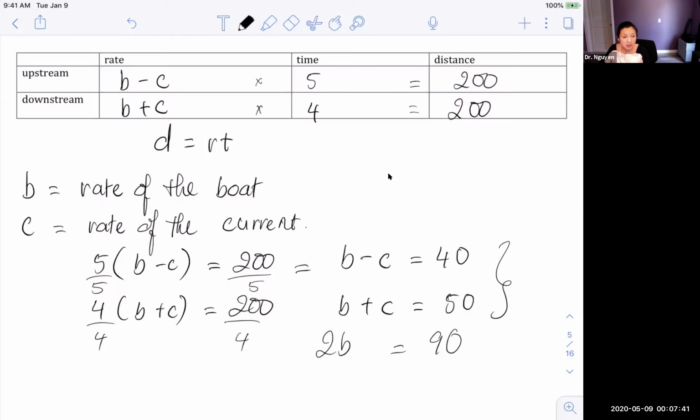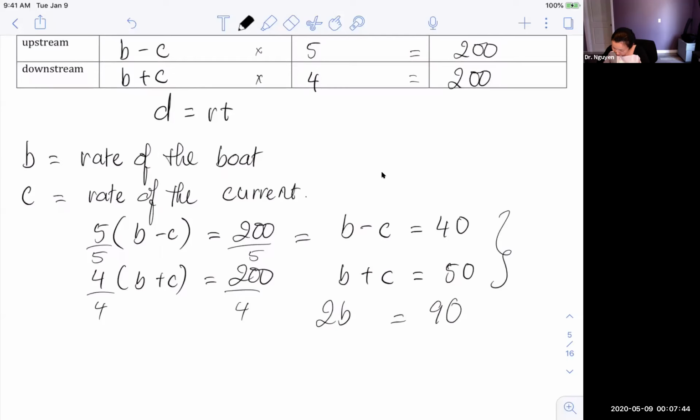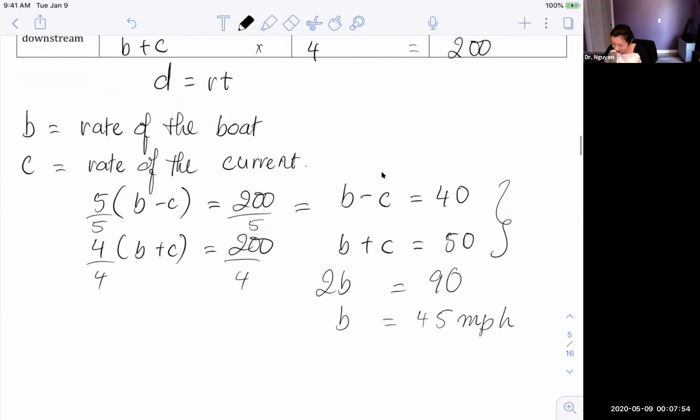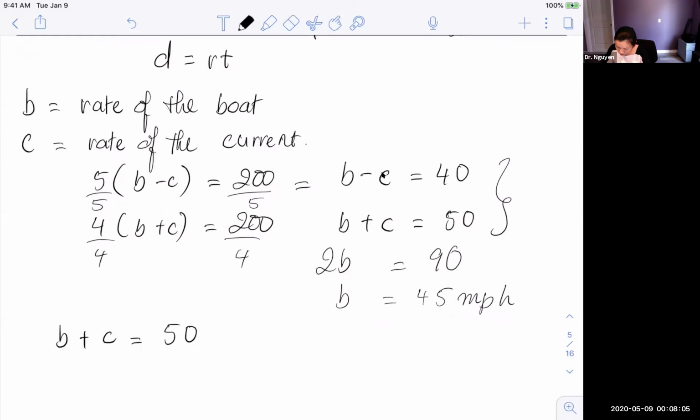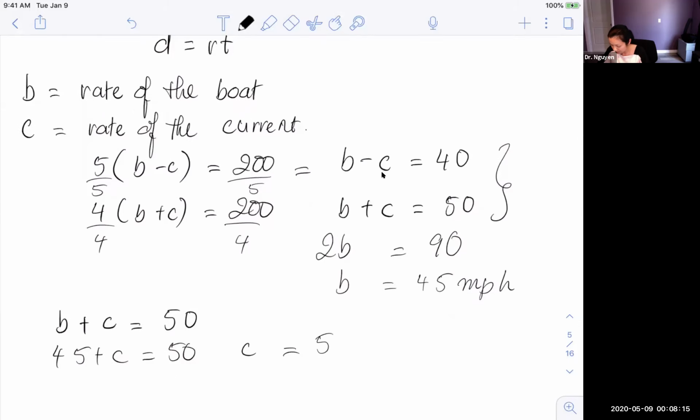All right, so B is 90 divided by 2, so it's 45. So what we have is 45 miles per hour. That's going to be the rate of the boat, right? And then I can just pick B minus C equals 40 or B plus C equals 50. So B plus C equals 50 and B is 45, so we know C is going to be 5 miles per hour. We got it.